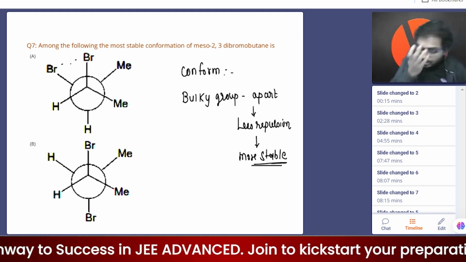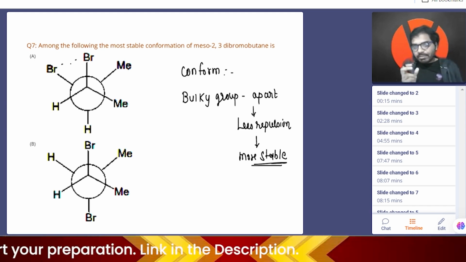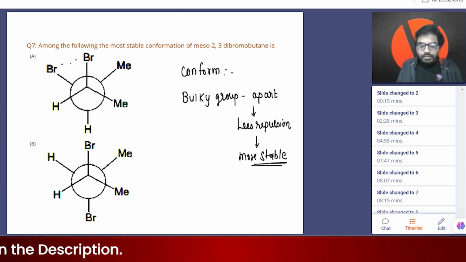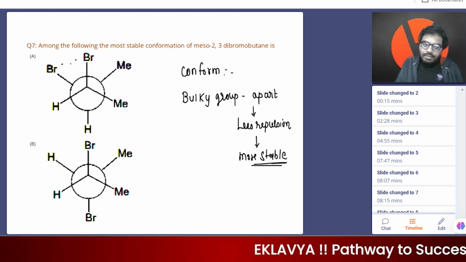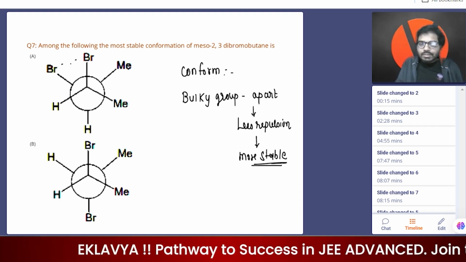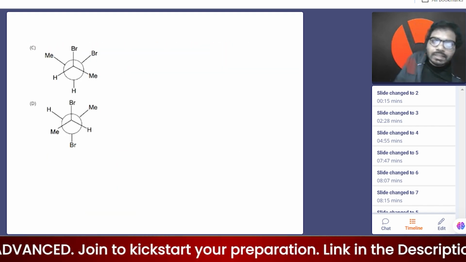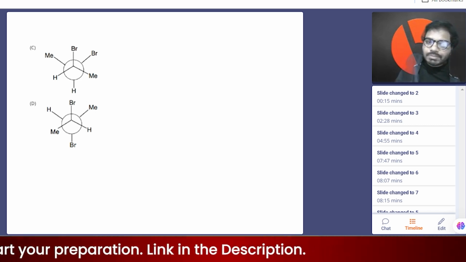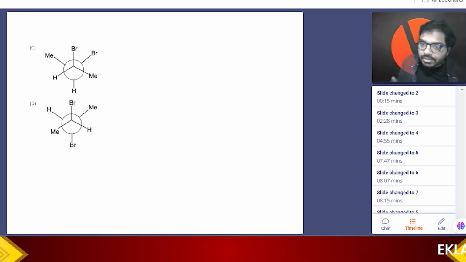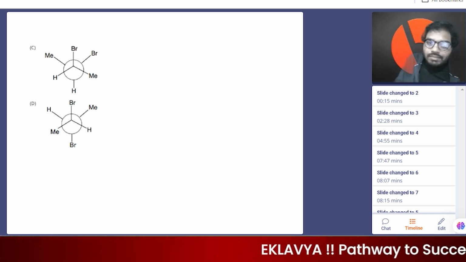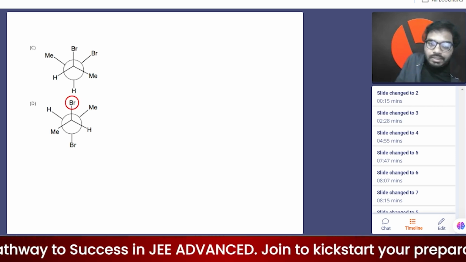So A is a conformer, but it is the least stable because the bulky groups are present nearby, which creates hindrance. Then we can see the B and C options, and D, 4 options in total. This B option is actually not a conformer, and C is also not a conformer. We can check that both groups here are at adjacent positions. The bulky groups at adjacent positions create repulsion, so it is less stable. Then we can check the D option. In D option, both bromines are present at a 180 degree angle.